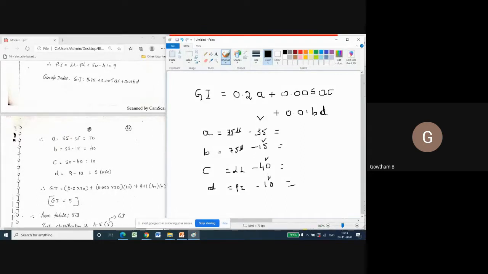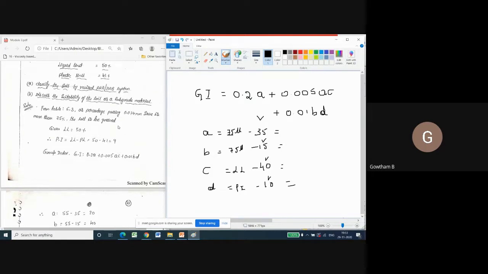I repeat, to calculate A, the percentage of soil passing through the 75 micron sieve, or you can say the 0.074 mm sieve or number 200 sieve, minus 35. To calculate B, the percentage of soil passing through the 75 micron sieve minus 15. To calculate C, liquid limit minus 40. To calculate D, plasticity index minus 10. After doing this, I will explain how you have to classify the soil based on HRB soil classification.